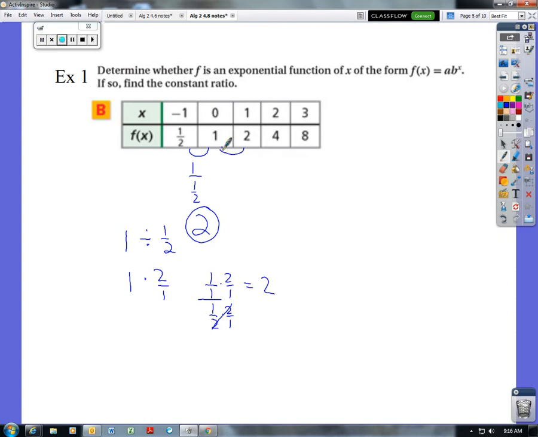Okay, this one we're going to do 2 divided by 1, which is also 2. I'll put it in a circle. Here you're going to do 4 divided by 2, which is 2. This is looking pretty good. And then 8 divided by 4 is also 2. So because all the r's are the same, this is exponential.